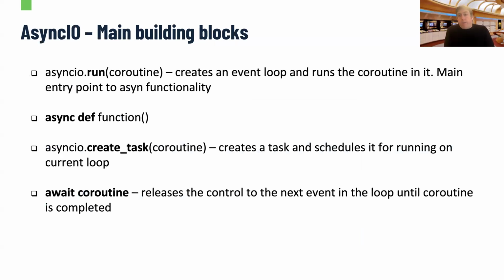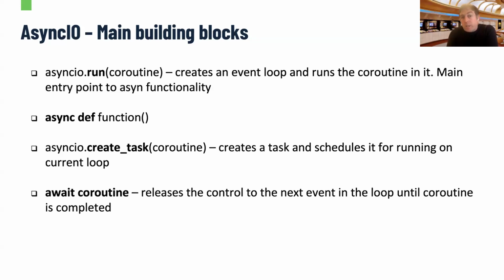So if we look at the main building blocks of Async IO, we have the main asyncio.run command. It receives, in a sync context, a coroutine, something that is run on the Async IO loop, and creates a loop and runs the coroutine in it. Usually this is how you do the entry point into the Async IO context.